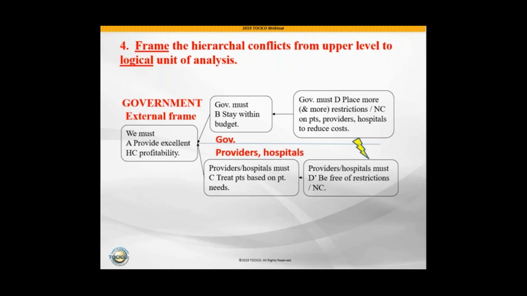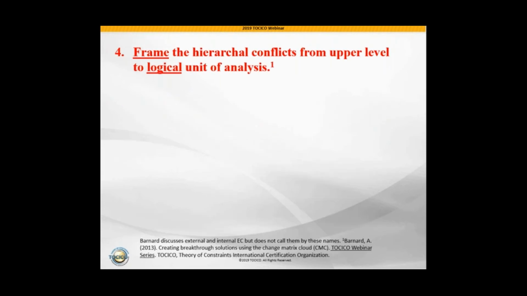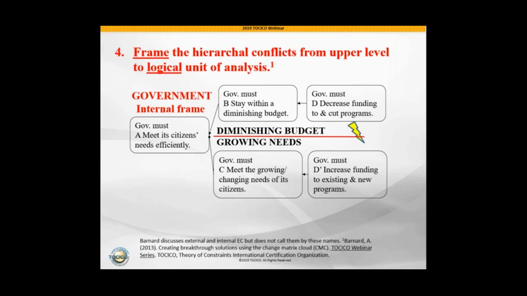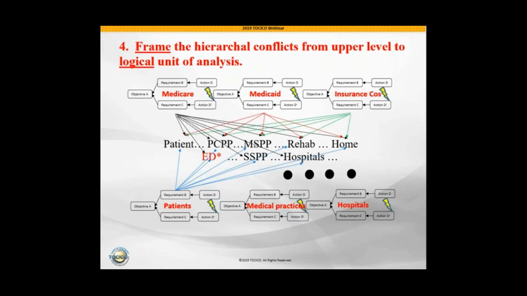The same with the government. They have a restrictive budget, so they place rules and regulations on providers, hospitals, and so forth. And the government has that restrictive budget, so they keep cutting what they're giving different programs so they can fund new programs. Here again, we have all of these different areas applying different rules to each link. So this is what makes the problem messy.